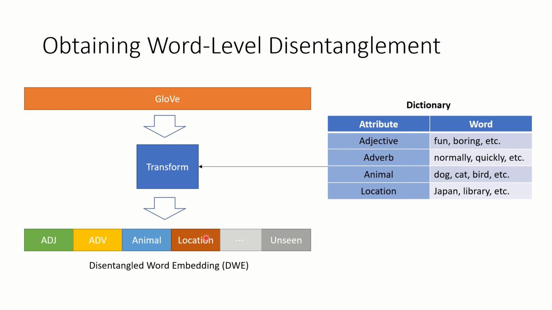To do so, our model requires some labeled data, such as a small dictionary indicating attributes of some words, for learning the transformation. After learning, even if a word is not included in the label data, we can still transform its vector to get DWE. Also, it is possible that some attributes encoded in the original word embeddings are not in the attribute label set. In this case, information of these attributes will be encoded by the unseen subembedding set.